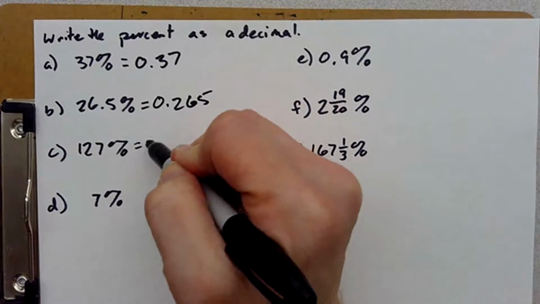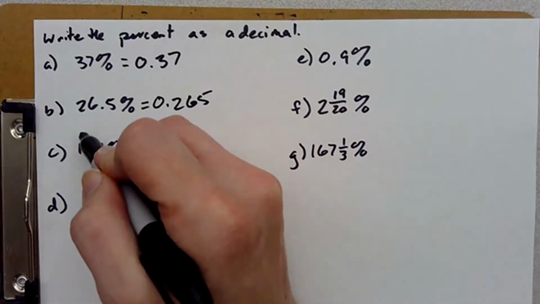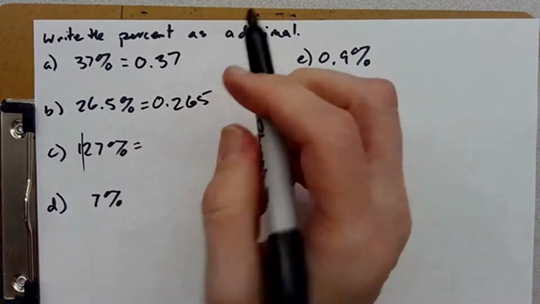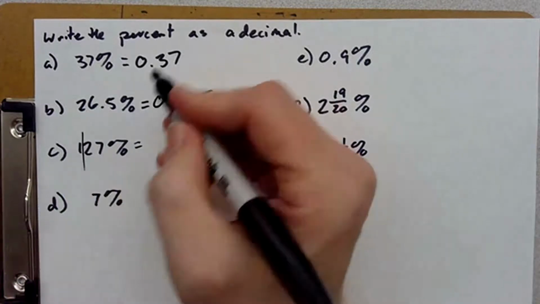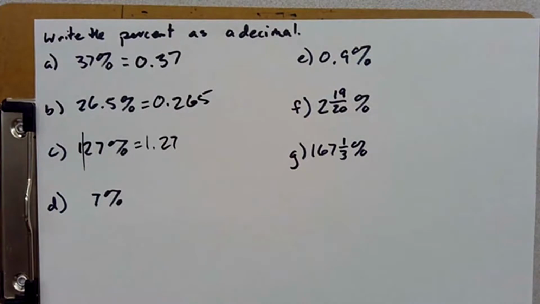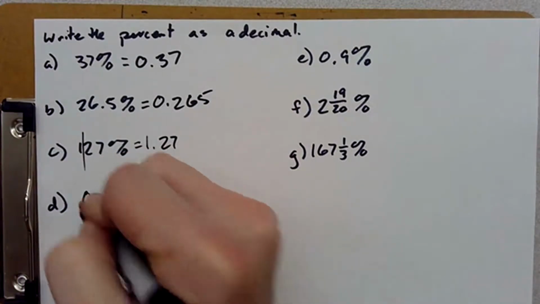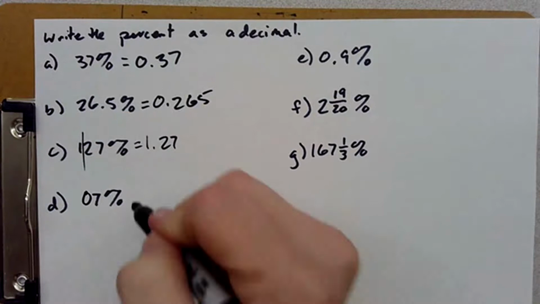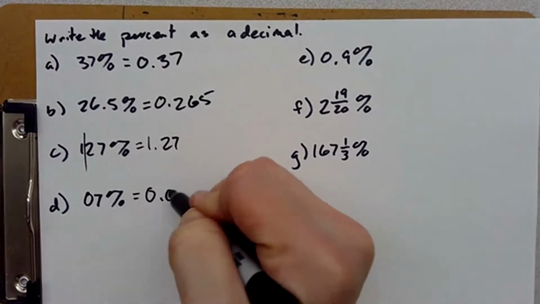127%, that's not hard either. If we have hundreds, we break those off. Thousands, we break them off. We get 1.27. 7%, there's an invisible zero before that. 0.07.